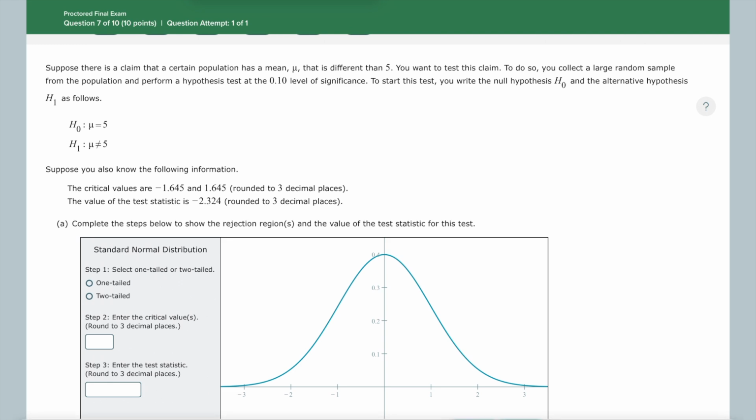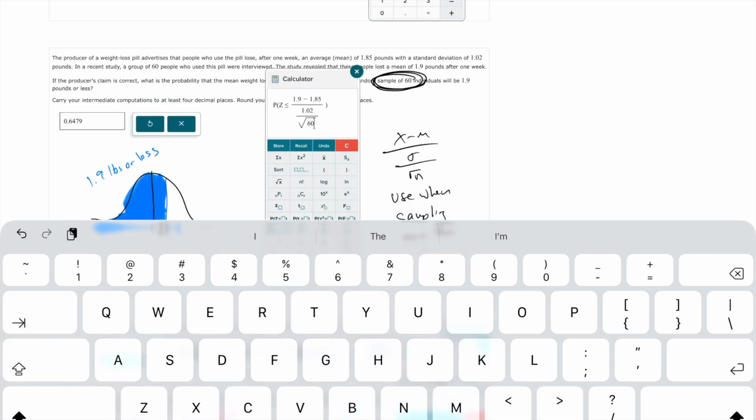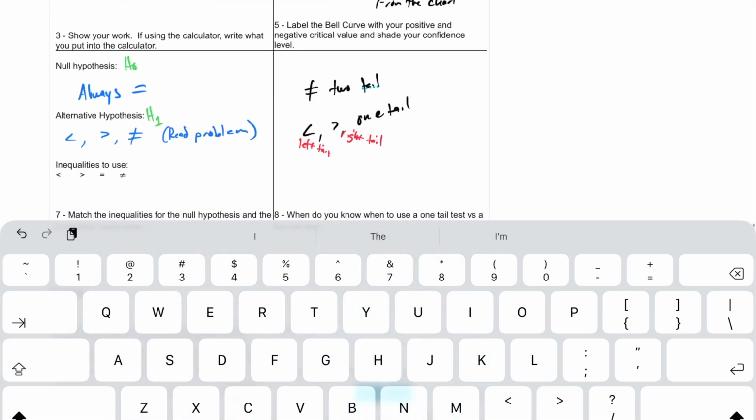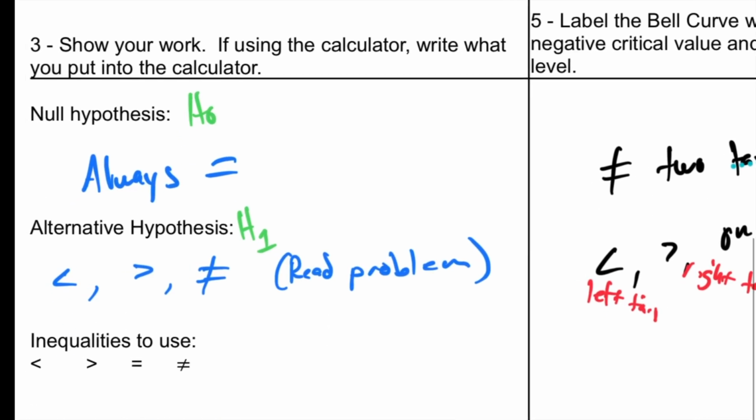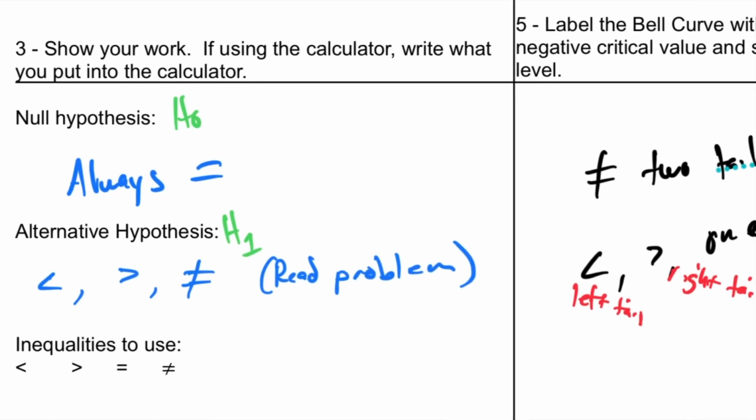I can show you from my other class. So like right here, the null hypothesis is always equal. That's H0. The alternate hypothesis is H1. That's where you read the problem, and it's going to be less than, greater than, or not equal to. So that's how you read the problem, and you match those inequalities to which one they go under.